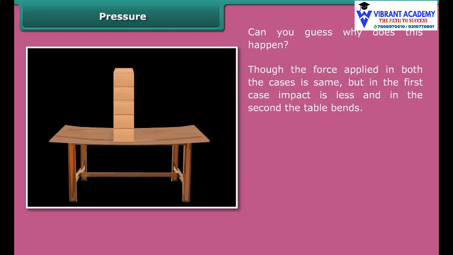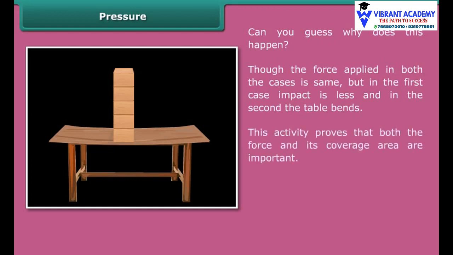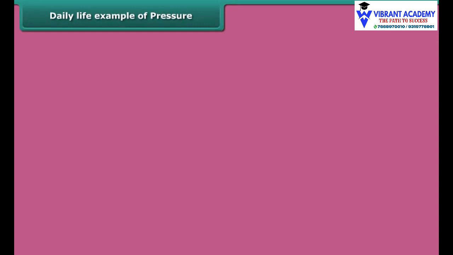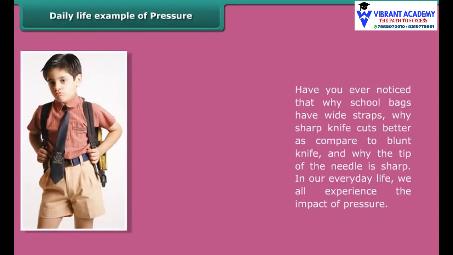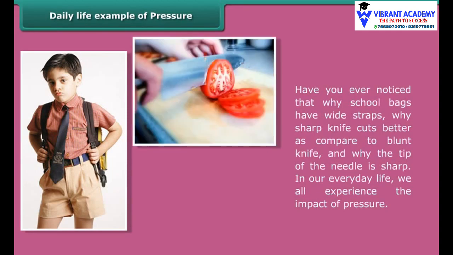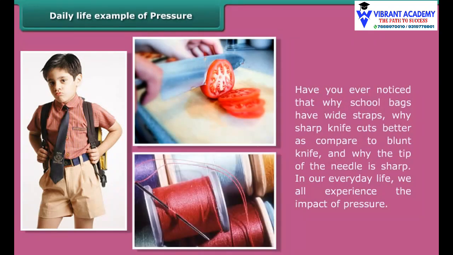of the boxes upon it. Now, rearrange these boxes on the same table, placing them towards the center and one over the other. Now see the impact. In this arrangement, the table either bends or breaks under the weight of the boxes. Can you guess why this happens? Though the force applied in both cases is the same, in the first case the impact is less, and in the second, the table bends.